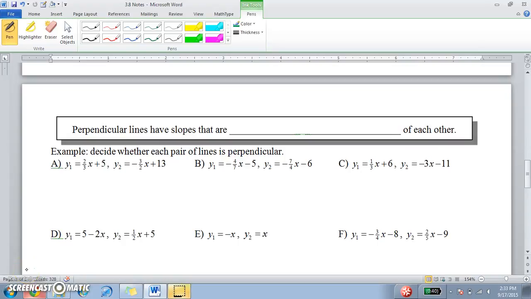Okay, now for perpendicular lines. Perpendicular lines are a little bit more complicated. Perpendicular lines have slopes that are opposite reciprocals of each other. What I mean by opposite is that we change the sign for the slope. So negative becomes positive, positive becomes negative. Reciprocal means I flip the fraction.